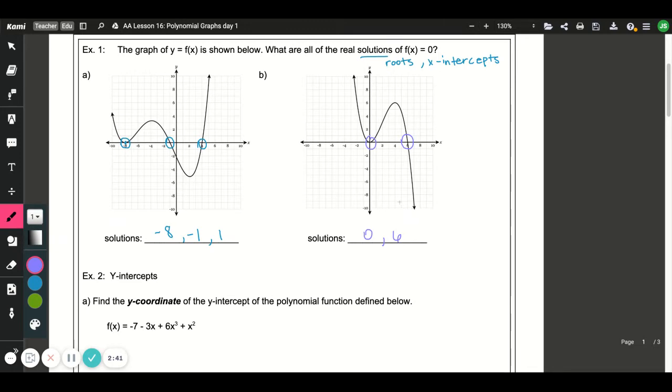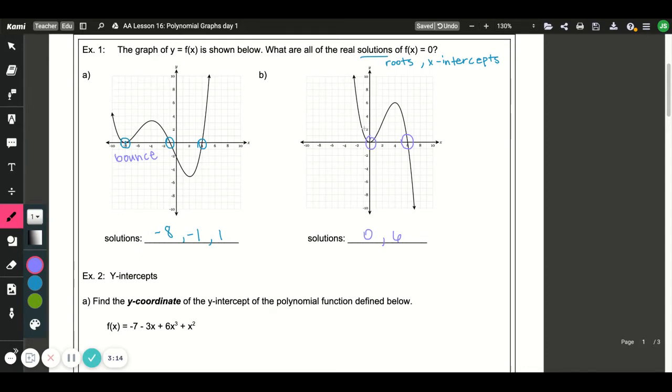Now, one thing that we're going to talk about a little bit later, I don't think it shows up here, but when it hits the graph and doesn't pass through, it turns and goes back. That's actually called a bounce. And it means that that number is a solution more than one time. So -8 would actually be a solution more than one time. And I'll show you, I think it's in lesson 17 where that shows up. Yeah, it is, where that shows up again.